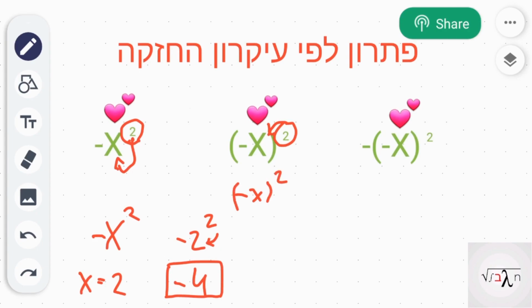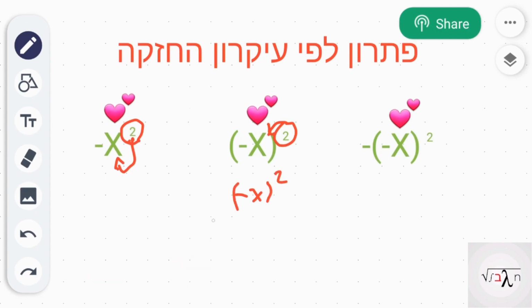Let's see what happens if we replace the x with a 2 instead. So we'll write x equals 2. So now it'll be minus 2 to the power of 2. Remember that the exponent loves the closest from the left. So, minus 2 to the power of 2 will be equal to 4. Because minus 2 times minus 2 is 4.